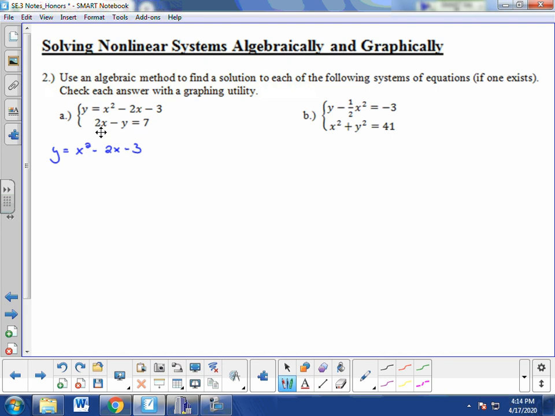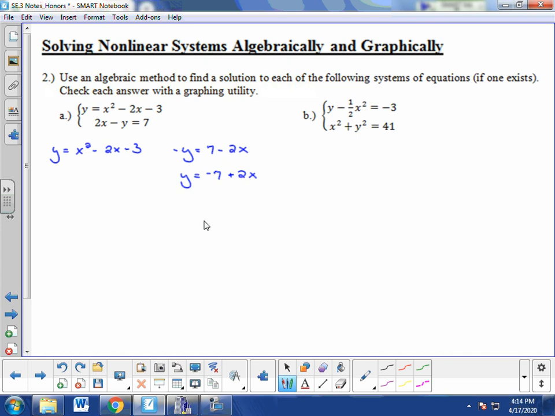The second equation, I'm going to need to do a little work to get y by itself. So I'm going to leave this first equation written the way that it is. The second equation, I'm going to subtract 2x from both sides. So that's going to give me a negative y equals 7 minus 2x. Remember, we can't combine variables with constants, so it's just 7 minus 2x. I do need this y to be positive, so I'm going to divide by negative 1, which essentially changes the sign for everything. So this would be y equals negative 7 plus 2x.